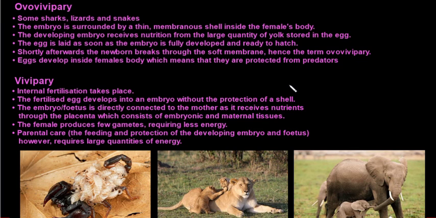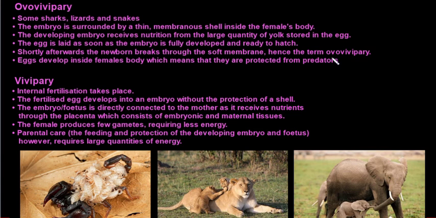Ovovivipary, now this is quite an interesting one. So this you'll get in some sharks, lizards and snakes, and in this case the embryo is surrounded by a thin membranous shell inside the female's body, so the eggs remain inside the female's body. The developing embryo will receive nutrition from this egg because of the yolk that is in it, and then the egg is laid as soon as the embryo is fully developed and ready to hatch. So these embryos will develop inside the egg and not inside the placenta like we have within mammals. And then shortly afterwards, the newborn breaks through the soft membrane, hence the term ovovivipary.